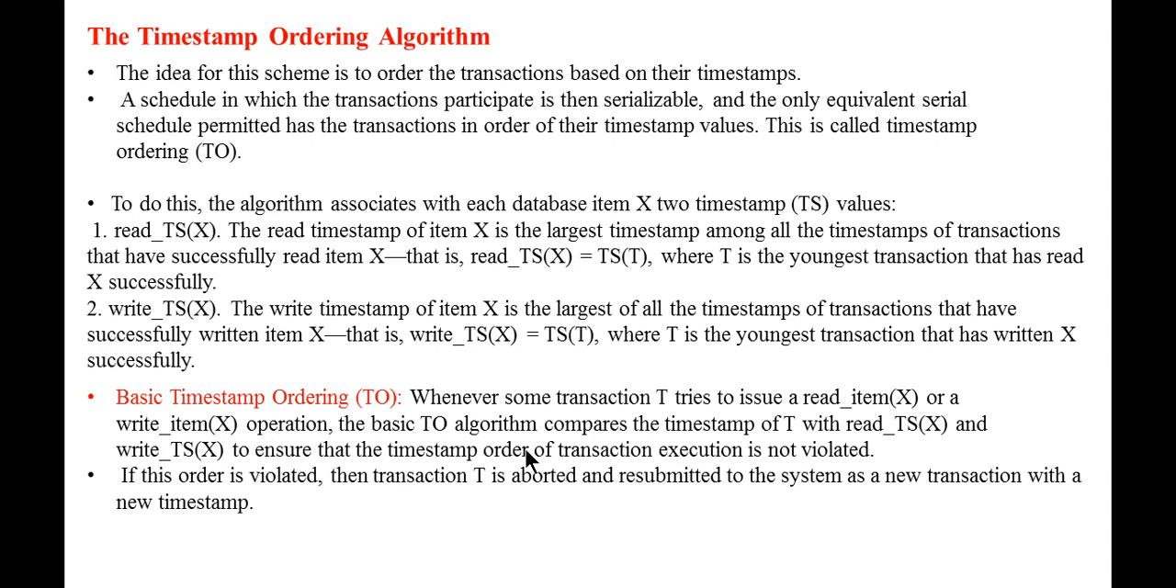So whenever a transaction T is trying to issue a read item or write item operation, the basic timestamp ordering algorithm compares the timestamp of the transaction T with the read timestamp and write timestamp values to ensure that the timestamp order of the transactions is not violated. So whenever read item or write item operations are requested by any transaction, these are compared with the timestamp of T, so that permission for these operations is issued based on the rules of this timestamp ordering protocol.